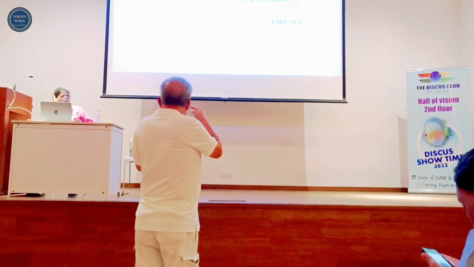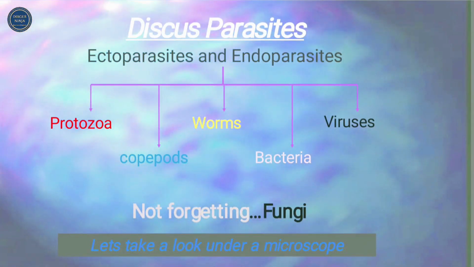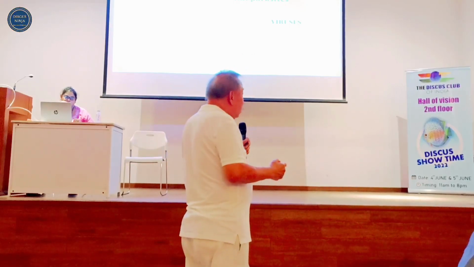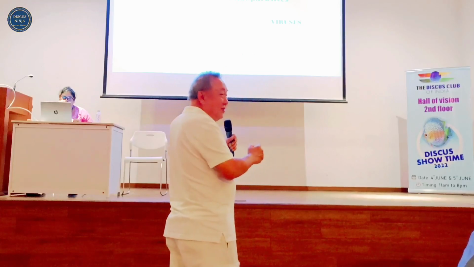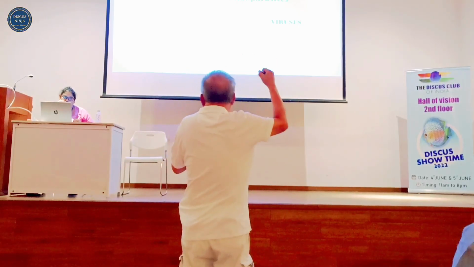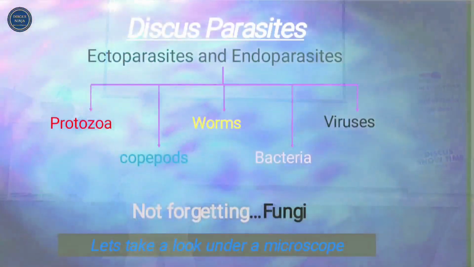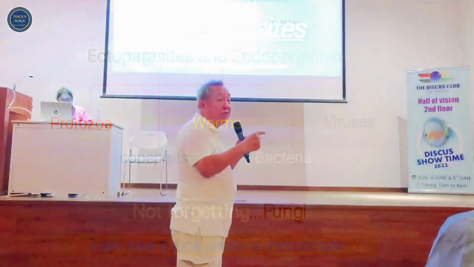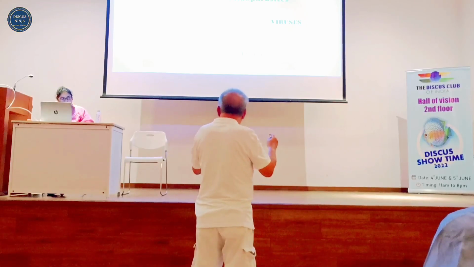Generally, they are basically divided into ectoparasites, external parasites, and endoparasites, internal parasites. This is all I have looked through the microscope, and killed a lot of fish, as I told you. I enjoy it. You have protozoan, you have copepod, okay? You have worms, you have bacteria, you have viruses. Not forgetting, of course, fungi, different types of fungus.